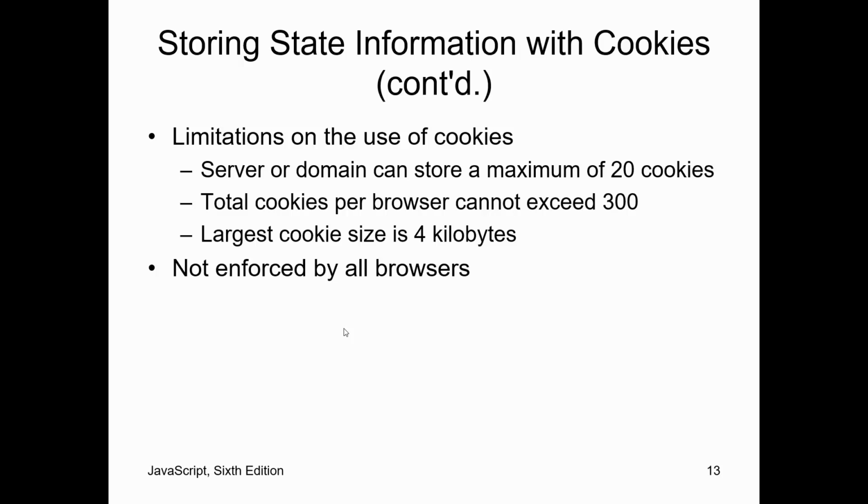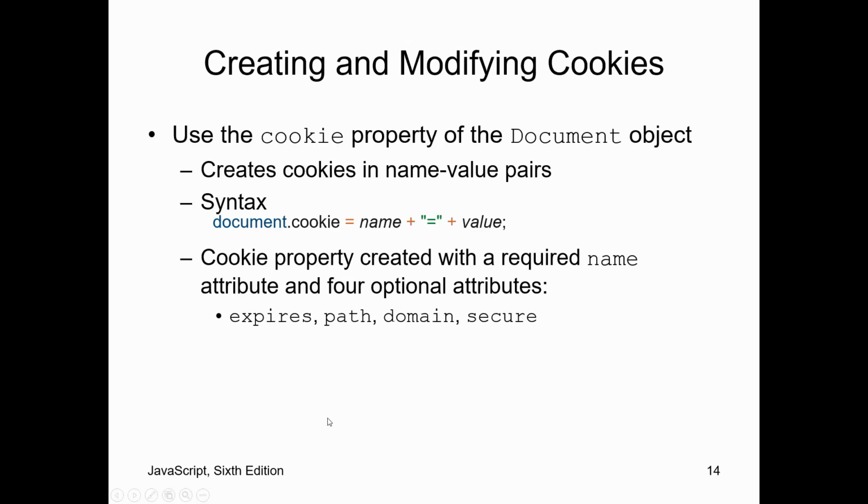Now, most browsers can only hold up to about 20 cookies. As I mentioned, the largest cookie size is 4K. Now notice these rules are not enforced by all browsers. You can use the cookie property in JavaScript, the cookie property of the document object, to either create cookies, to look at cookies, to delete cookies, etc.